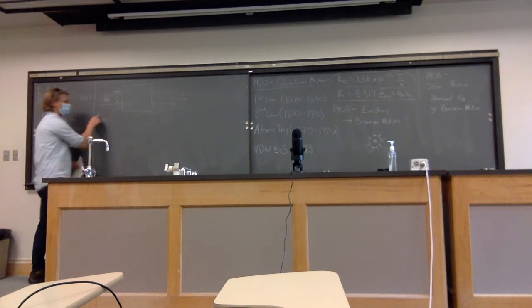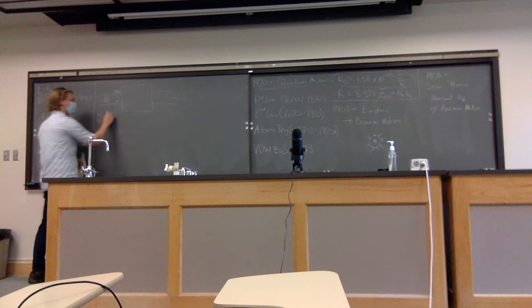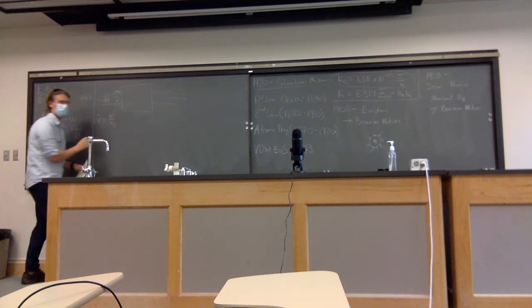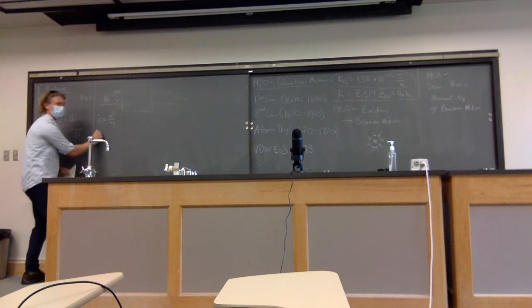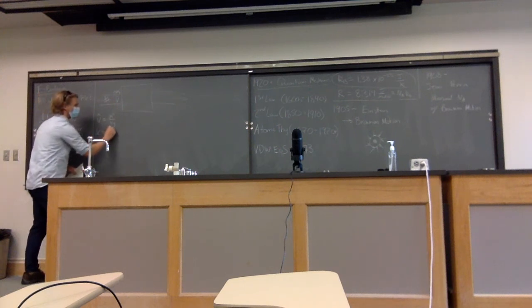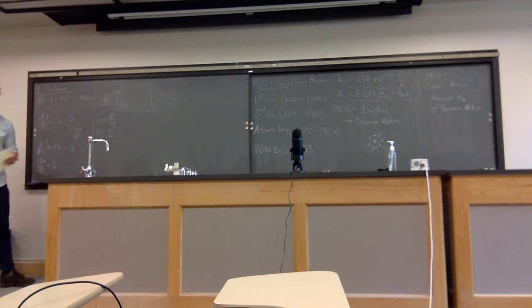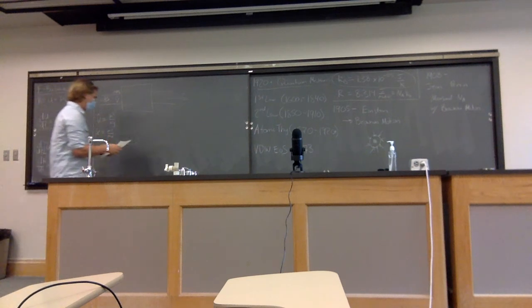The little hat on top of variables is going to be meters cubed per kilogram, as opposed to the little underbar, which is meters cubed per mole. So just to clarify the notation here.